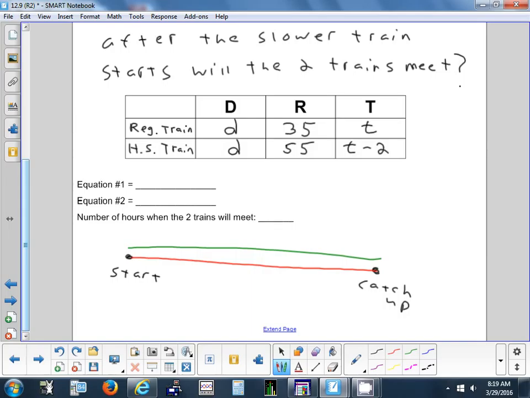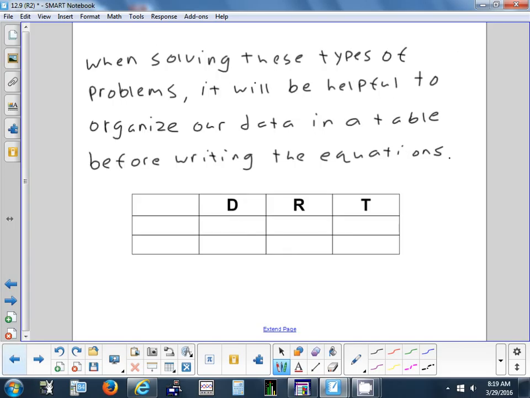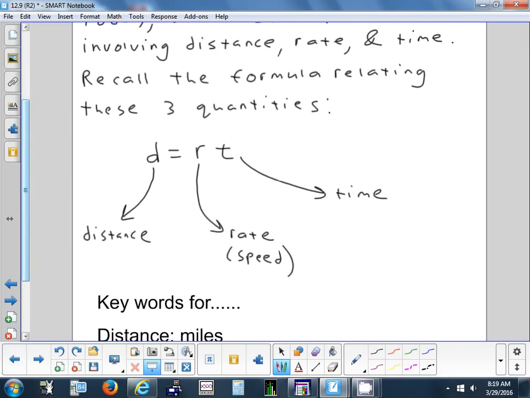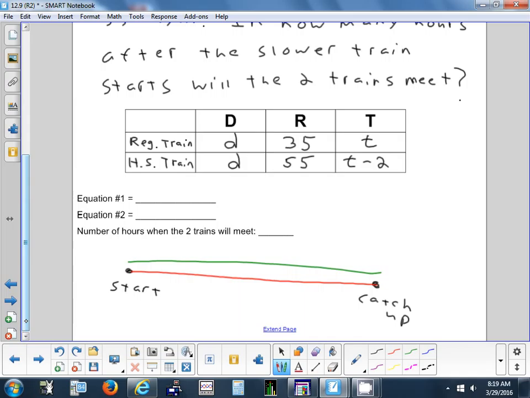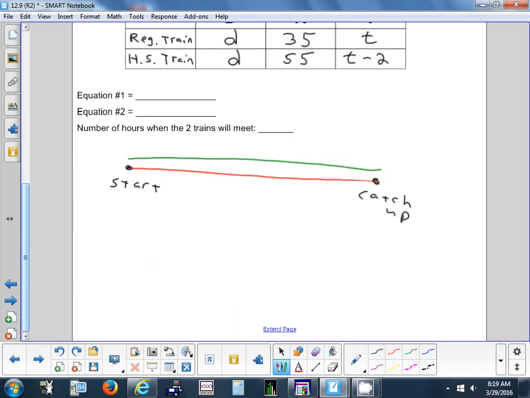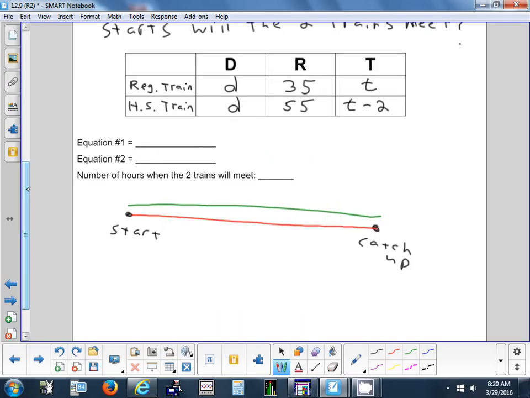All right, now that we have our table, I want to go back and use this equation on each row. Distance equals rate times time. Okay, so let's start with our regular train. Gabe, what's the distance that the regular train traveled in our table? 35. That's the rate of our regular train.